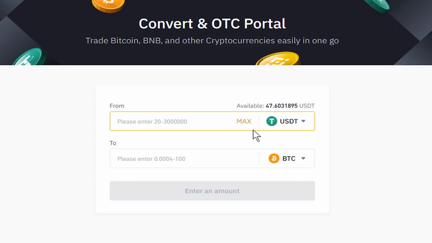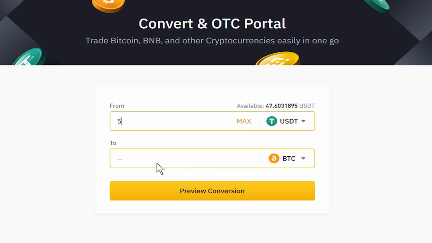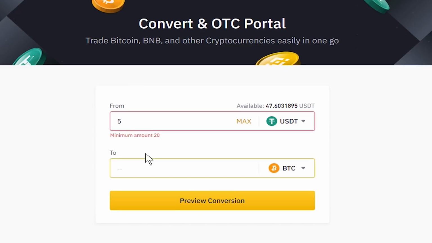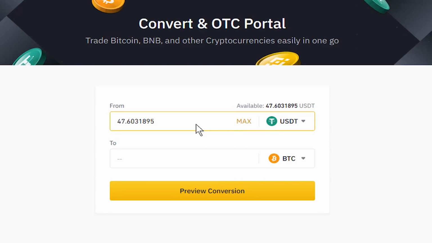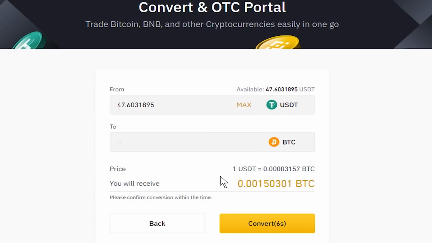Pay attention that the minimum amount here in Convert and OTC Portal is $20. For example, if I enter here 5 and if I click on preview conversion, you see that here we get the error that the minimum amount is 20. By entering your desired amount or just by clicking on the max, you actually enter all your available coin. And by clicking on preview conversion, you see how much it would be in Bitcoin, which is 0.001. And if you click on convert, the conversion will be executed and you will buy this much of Bitcoin.